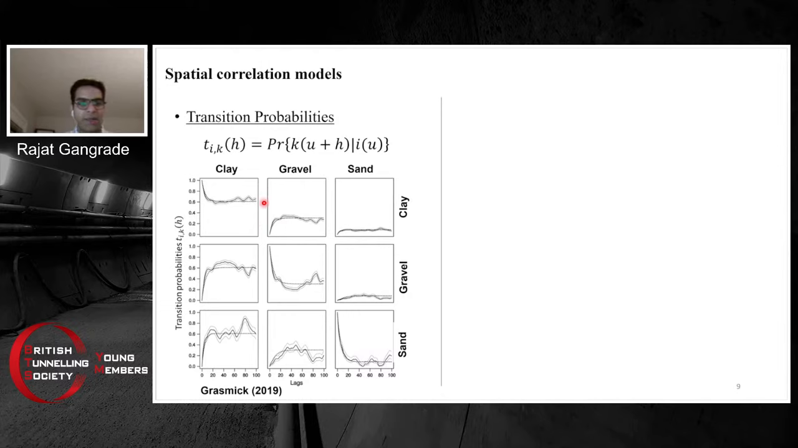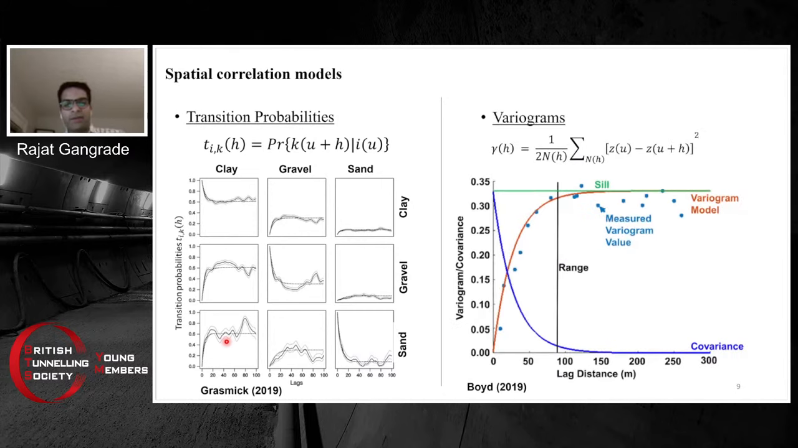Similarly, if you are standing at a clay sample, then what is the probability of encountering sand as you look in different directions in space? In this case, it comes down to about 60%. Obviously, it starts with zero and it starts growing. So that is your transition probability of encountering one material given that you are in a specific material. That's one way. The other ways are obviously the variograms. The variograms quantify the dissimilarity.